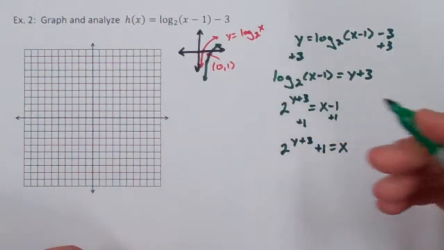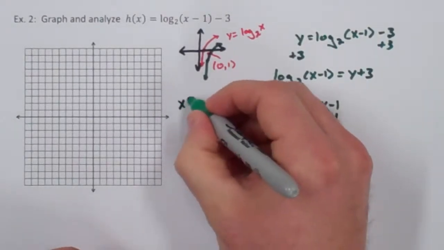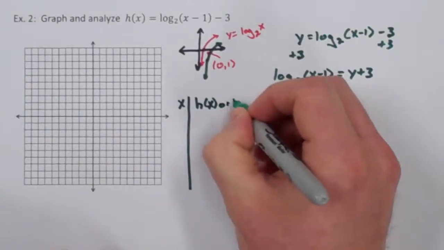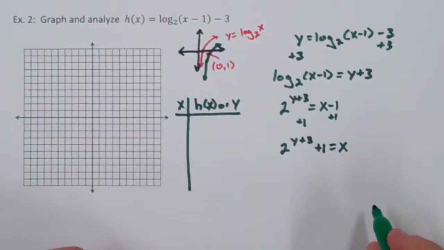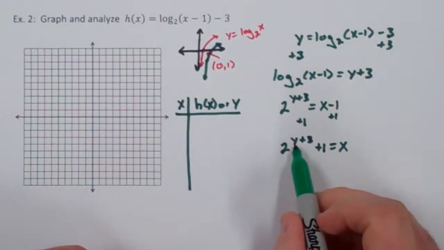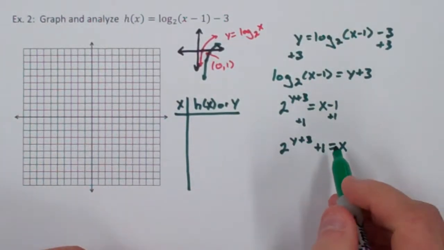If we try to make a t-chart here, we can definitely do that. We can do an x, and then we'll do h of x or y, either way. This y is really h of x, but we could use y if you want to. And we need to pick some good values here for y that are going to make this easy to deal with. There's a bunch of them that you could pick.